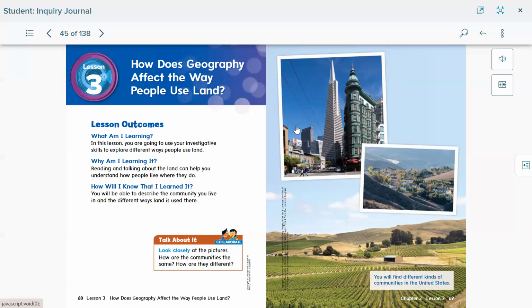So over there, we can see that this is a city. I can see tall buildings. I can see traffic, lots of people. Here, we can see that this is different land, not many people there. Also, over here, I can see that this is green land that could be a field or farms or plantations. So these are different kinds of communities in different parts of these pictures, or different lands. Let's start.